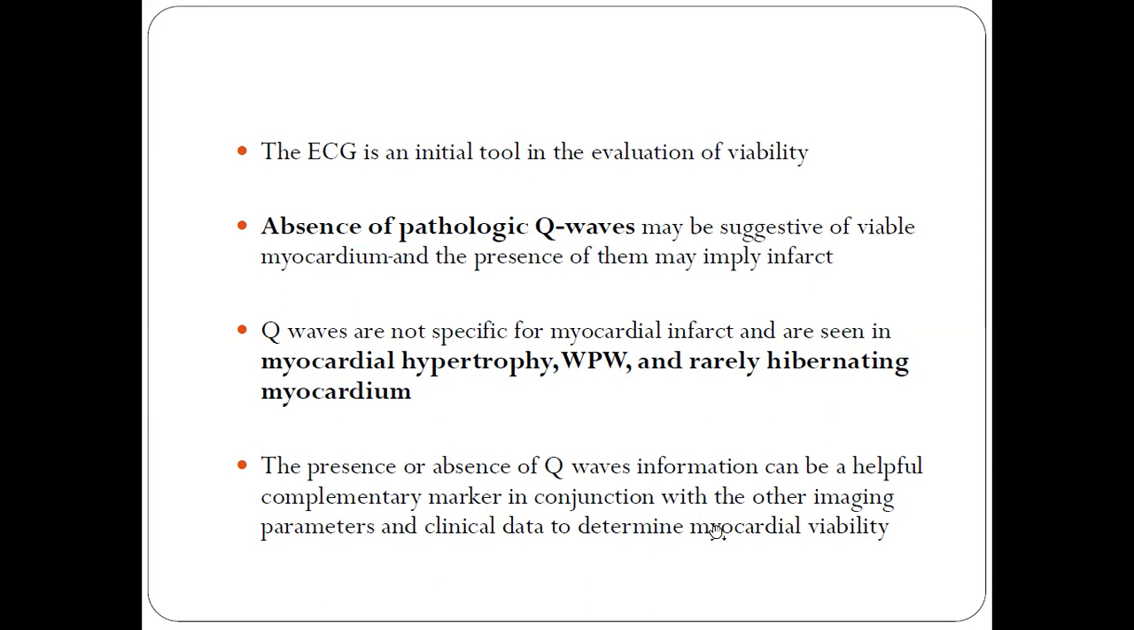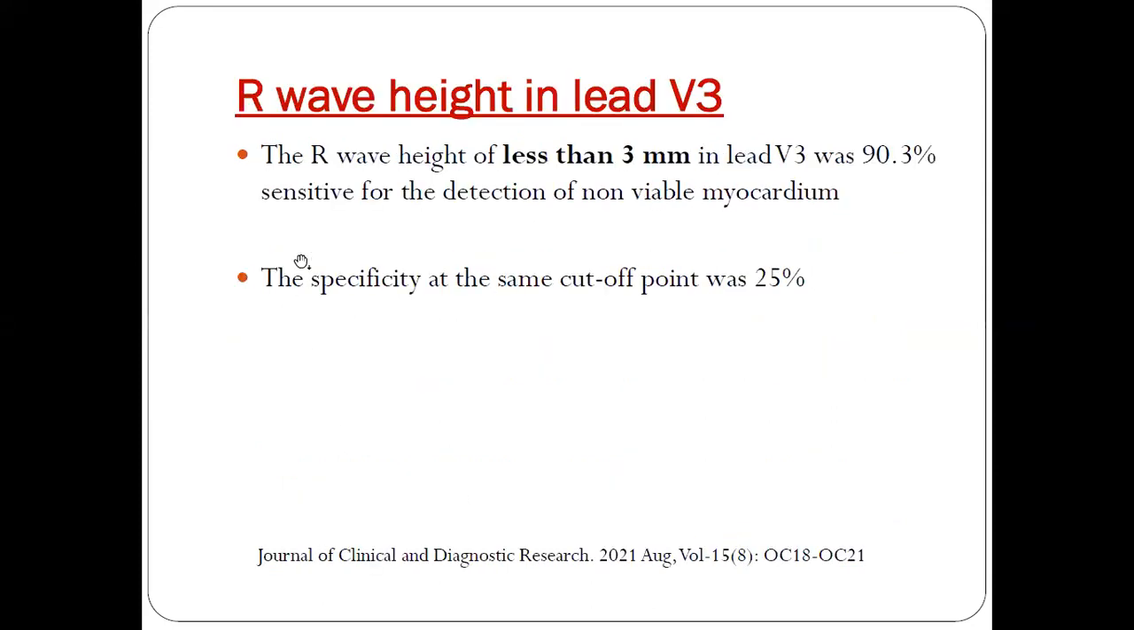The presence of Q waves along with other complementary markers can be useful in determining myocardial viability. The next important thing is the R wave height in lead V3. In the chest leads V1, V2, V3, if the height of the R wave in V3 is less than 3 millimeters, it is found to be 90.3% sensitive for detection of non-viable myocardium. That means the tissue is said to be non-viable if the R wave height is less than 3 mm.